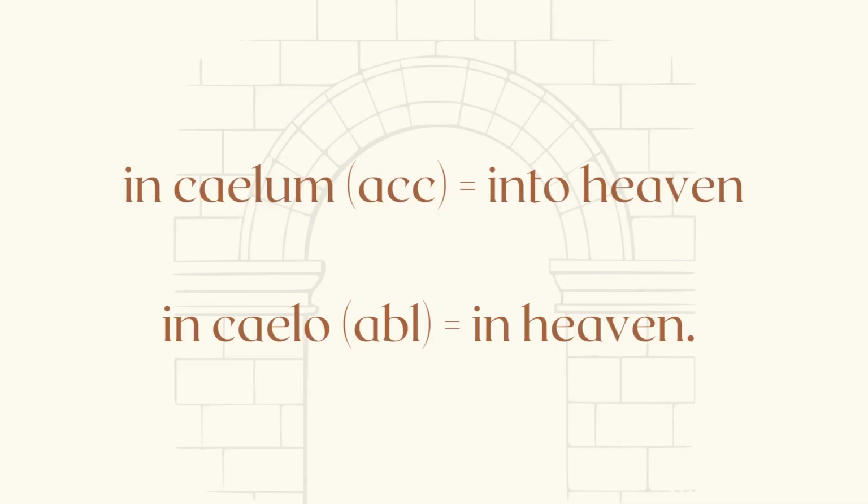Okay, another note about prepositions. Those governed by the accusative case often imply motion, whereas those governed by the ablative often imply that an object is stationary. So we saw that back with our example, in caelum, meaning into heaven, a movement towards heaven, whereas in caelo, taking the ablative, means in heaven. So it implies a stationary object.